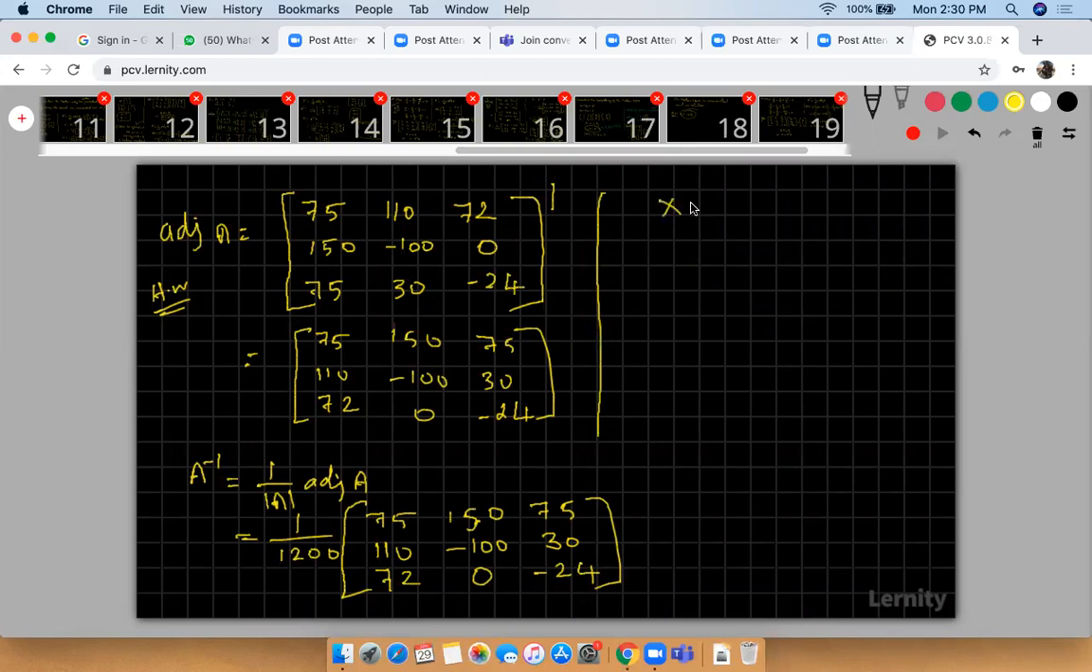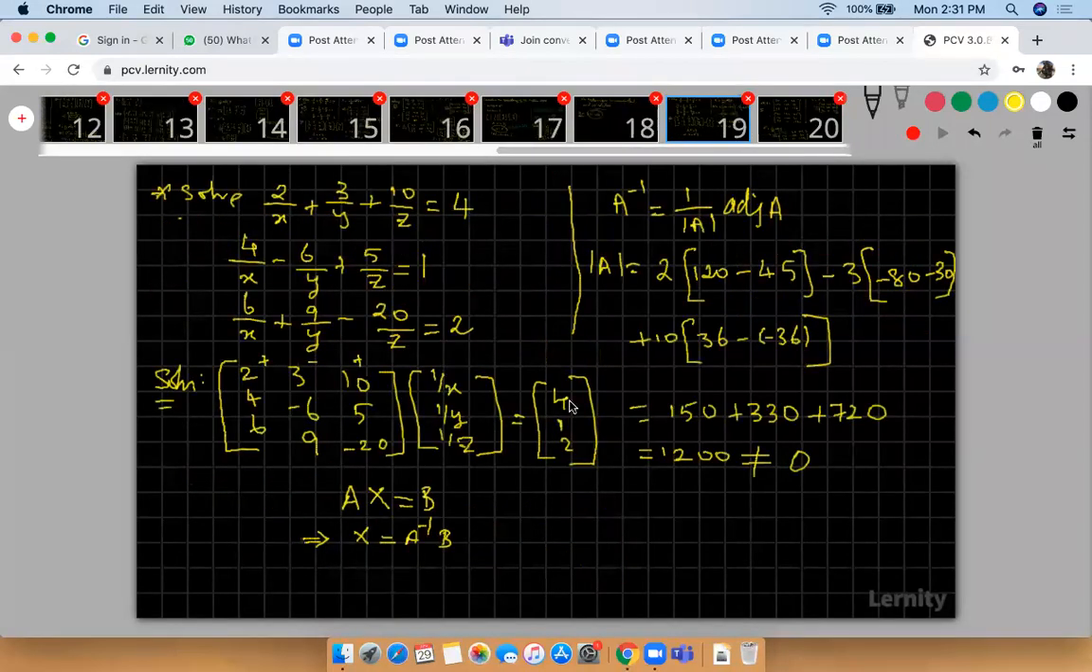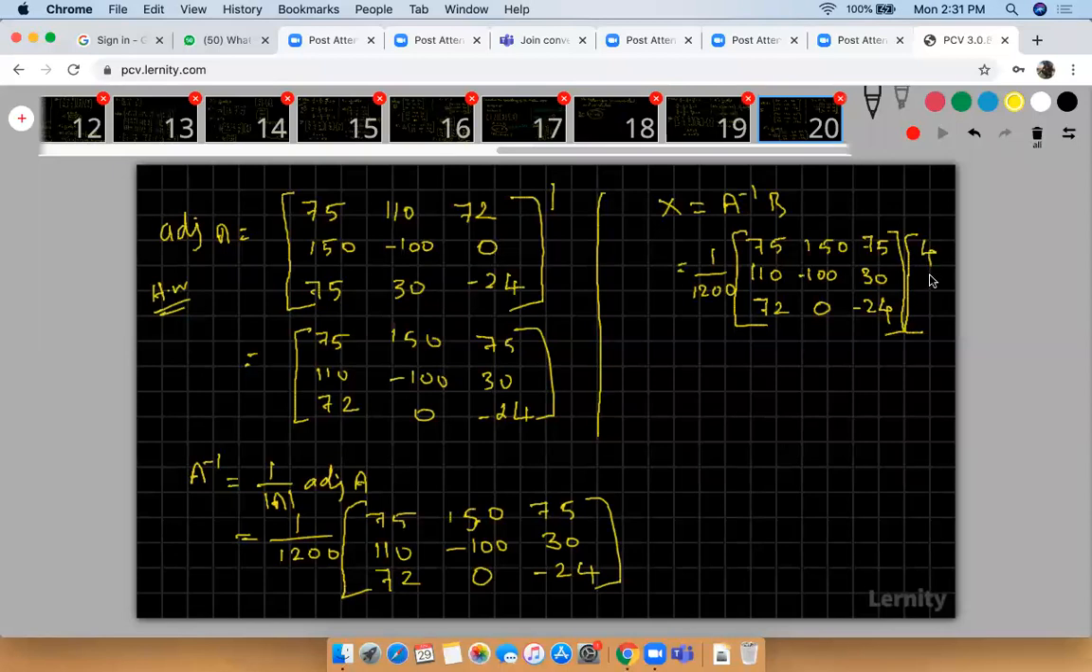Right. Now come to that, your X is equal to A inverse of B. A inverse exists. Exist means we'll get a unique solution. This is 1 by 1200. Your A inverse is 1 by 1200 of 75, 150, 75, and 110, minus 100, 30, and 72, 0, minus 24. Okay, that B matrix. We have to multiply A inverse into B. What is your B? 4, 1, 2.